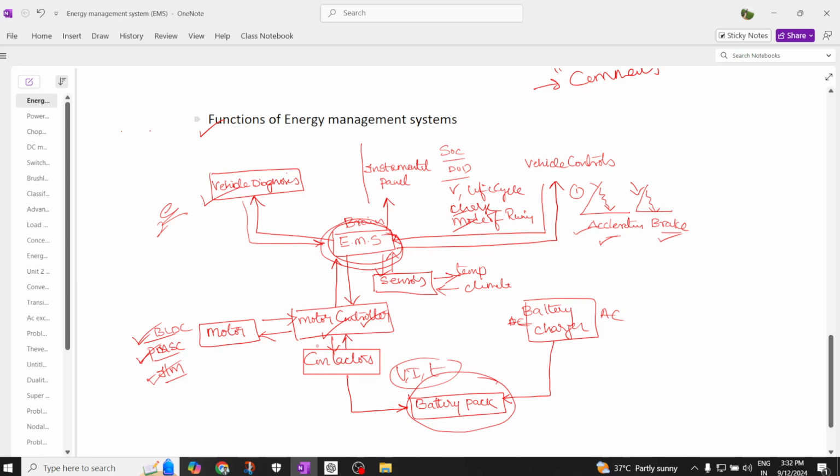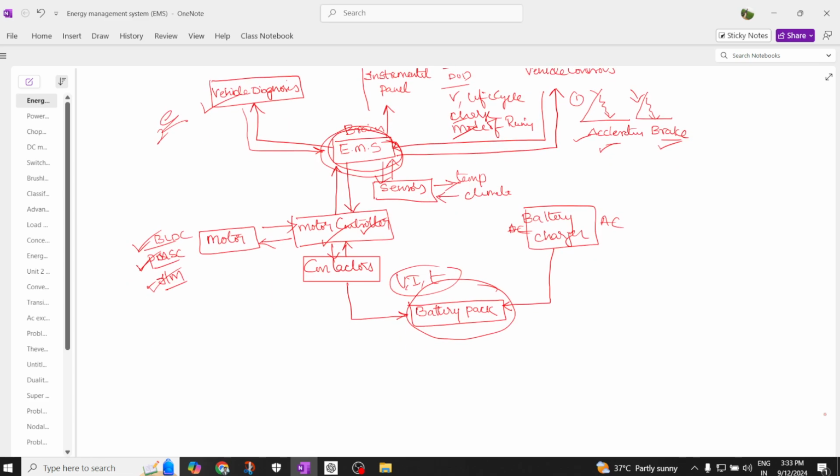This is the complete block diagram of an energy management system. In the previous video I explained the need for an energy management system, and how it consists of multiple sensors, different types of battery chargers, a battery bank and a motor controller. So now, after designing this, what functions is it going to perform? Let's see step by step.